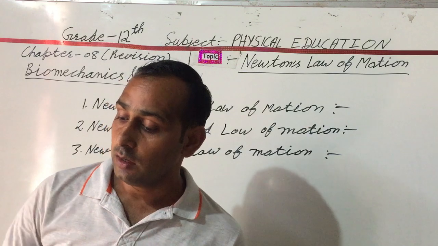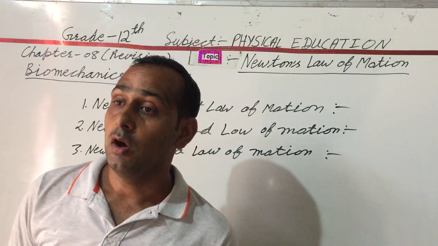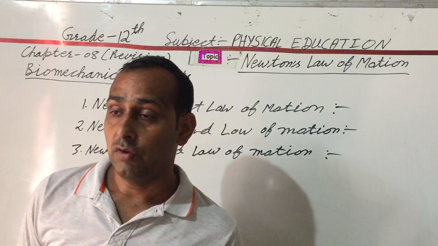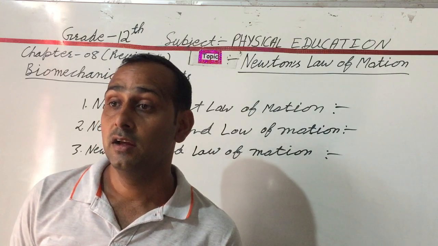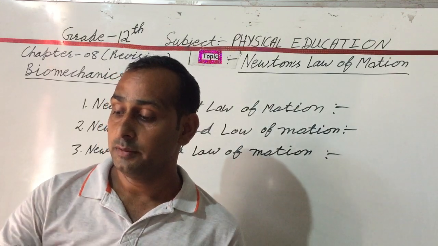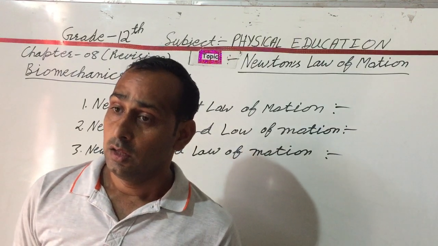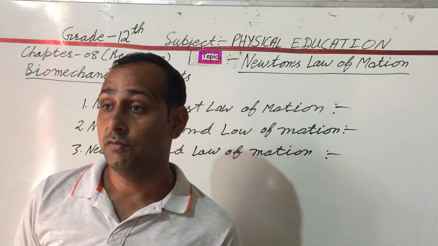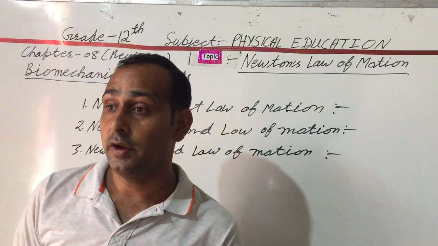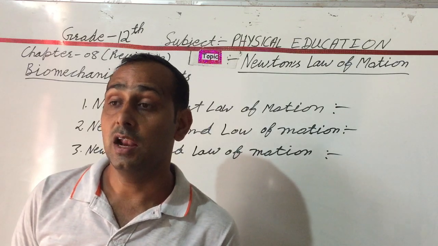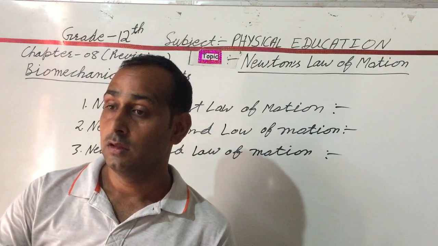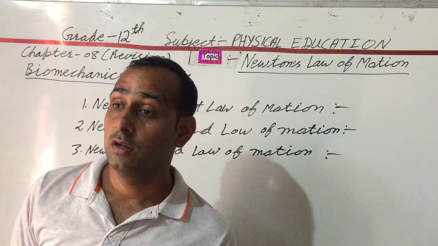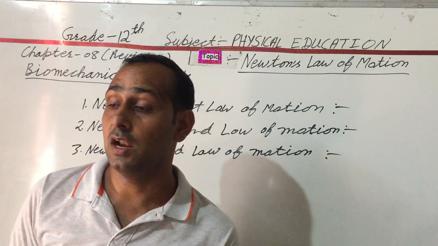Next is the types of movements: flexion, extension, abduction, and adduction. There are several types of movements in joints. They are described in anatomical terms. These are: first, gliding movement; second, angular movement; third, rotation; and fourth, circumduction. So the first is gliding movement.